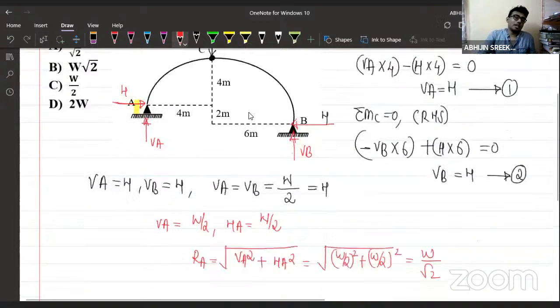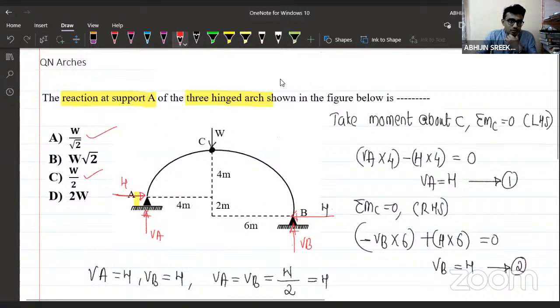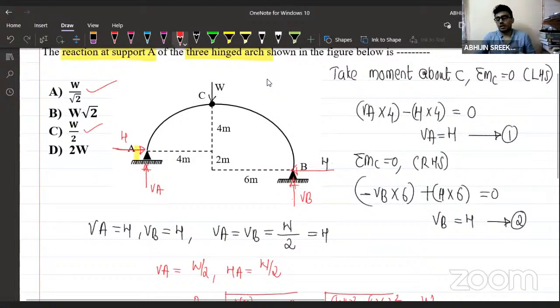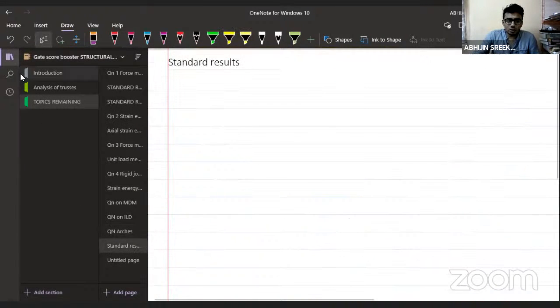You know why they have provided this W by 2? Some of you will stop doing calculation after finding this VA value. That's the reason why option C is there, right? So if they're simply asking you the reaction, go with the resultant reaction, don't go with the vertical or horizontal reactions. If they're asking you horizontal or vertical reactions, they will ask you specifically. Okay, they will ask you specifically. I'll tell you some more concepts.